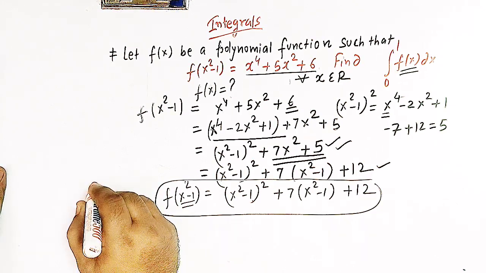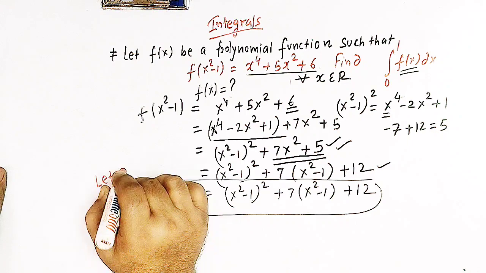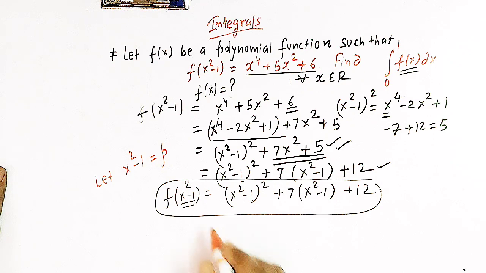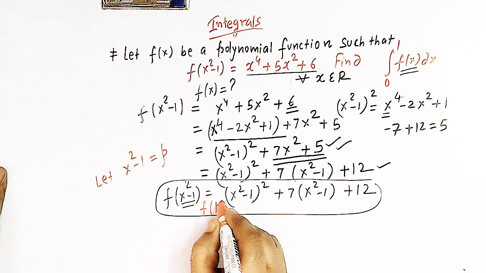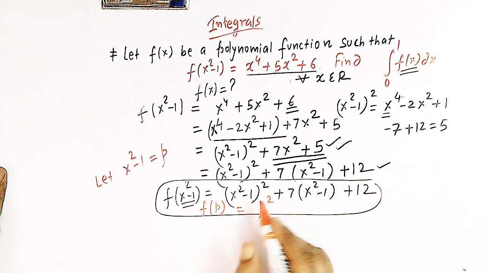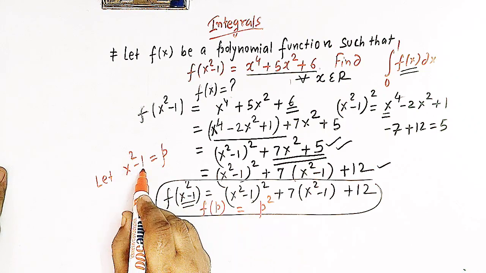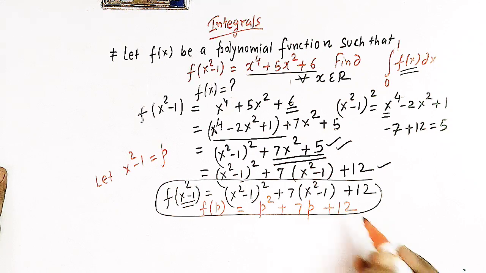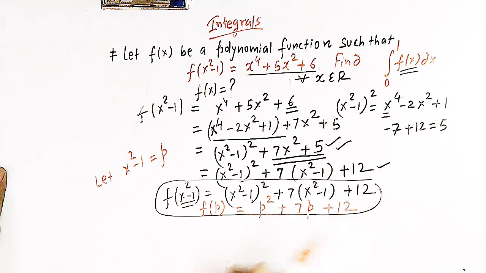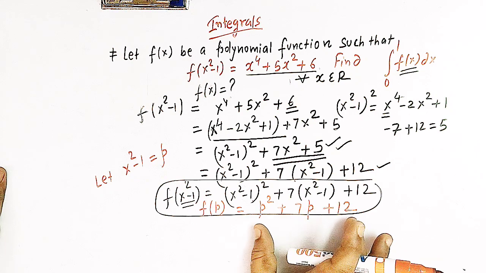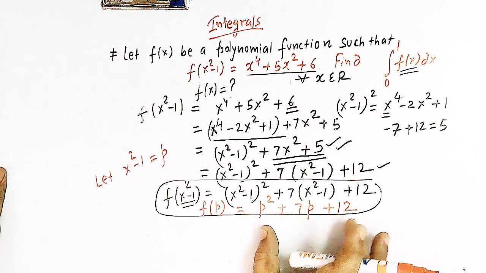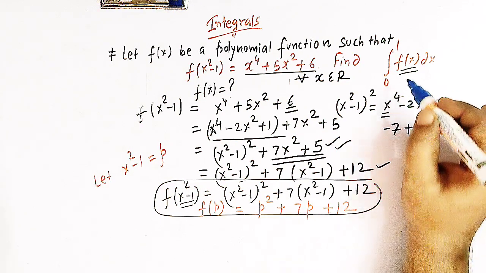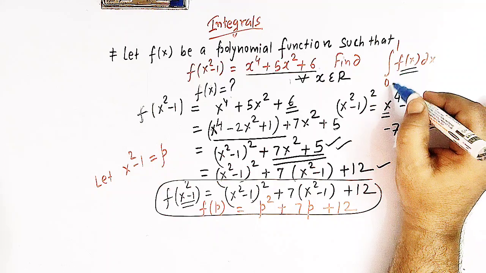So now let us denote this term, that is x square minus 1, as say p, right? So we can now write f of p as p square, because we are taking x square minus 1 as p, and here we have 7 times p plus 12, right? So now here we have f of p is equal to this trinomial in terms of p. So now our aim is to find out the value of this integral, right?